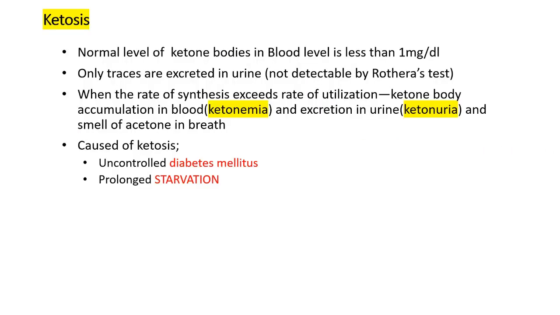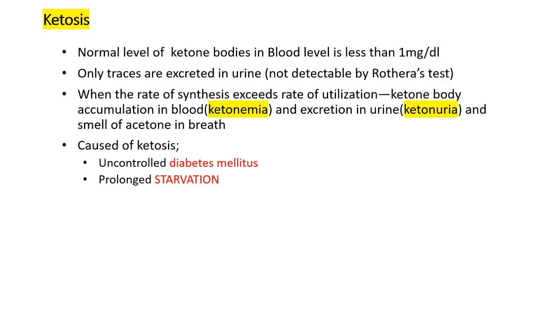So what is ketosis? Ketosis is a condition in which there is excessive amount of ketone bodies in the blood and excretion of ketone bodies through the urine. In normal individuals, the blood level of ketone bodies is less than 1 milligram per deciliter, and only trace amounts of ketone bodies are excreted in the urine, which are not detectable by Rothera's test. Rothera's test is the test which detects the presence of ketone bodies in the urine.